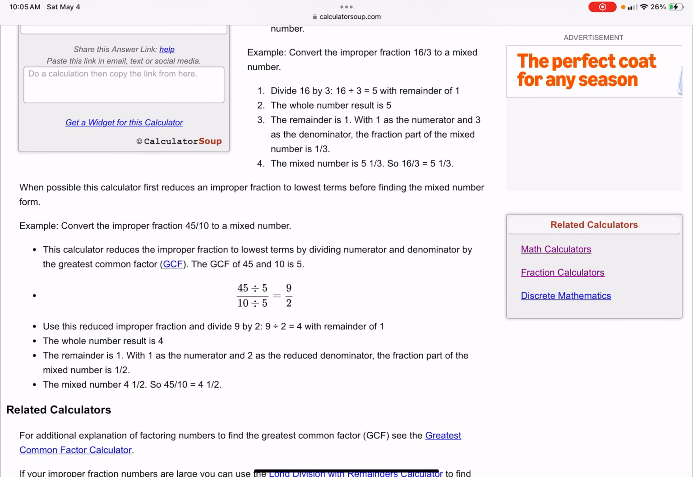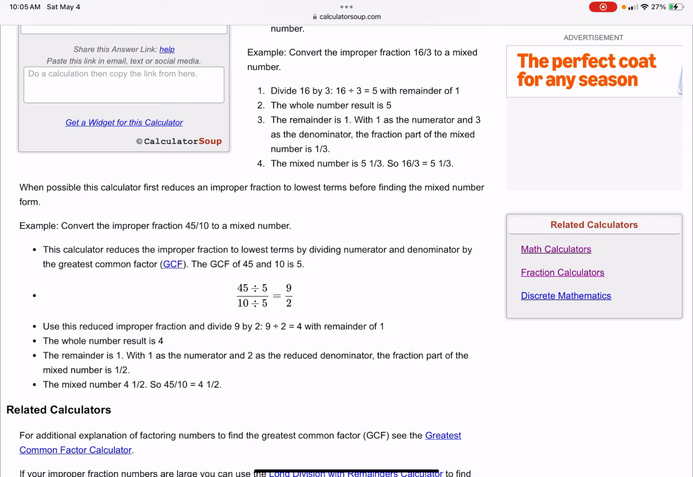This calculator first reduces an improper fraction to lowest terms before finding the mixed number form. It reduces improper fractions to lowest terms by dividing the numerator and denominator by the greatest common factor, GCF. It tells us 9/2. To use this reduced proper fraction, you divide 9 by 2. 9 divided by 2 is 4, with a remainder of 1. With your calculator, it's going to be 4 R 1.